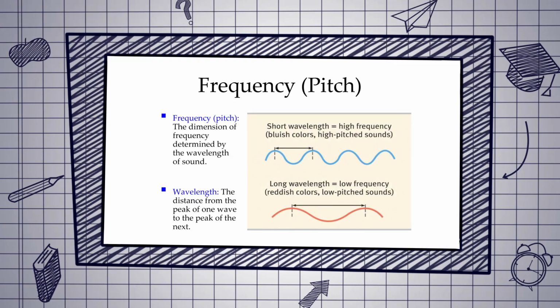Another dimension of sound is called frequency, also called pitch. This is determined by the wavelength of sound. The shorter the wavelength, the higher the frequency, the brighter the pitch. The longer the wavelength, the lower the frequency, and the lower the pitch of the sound.